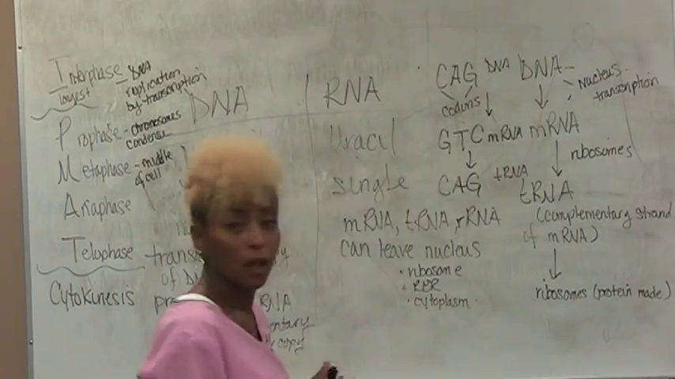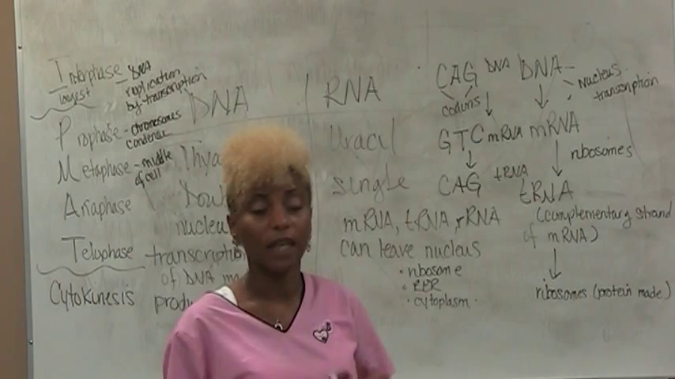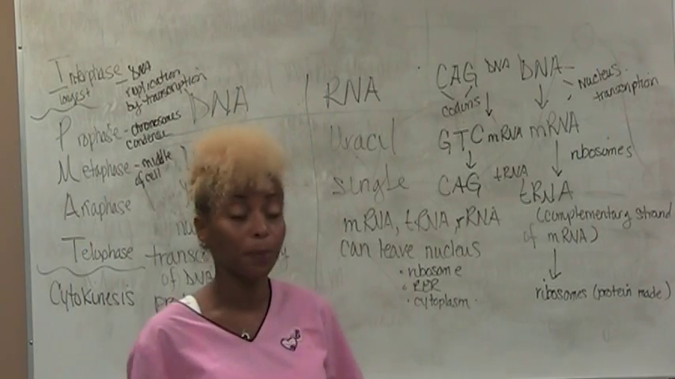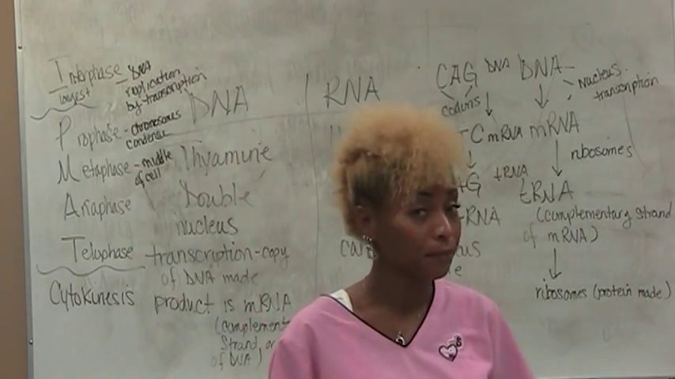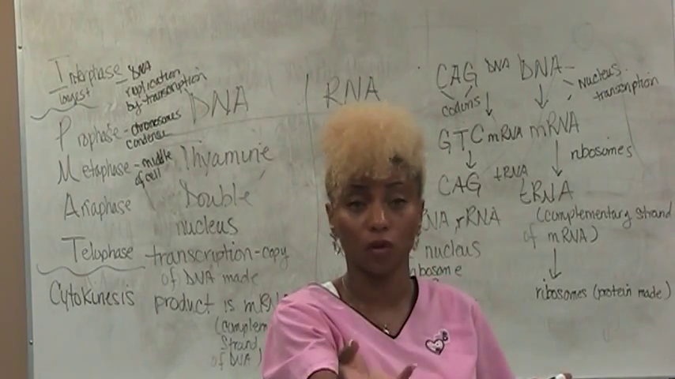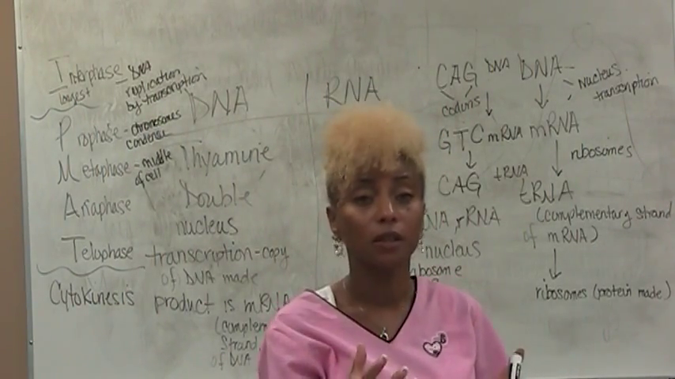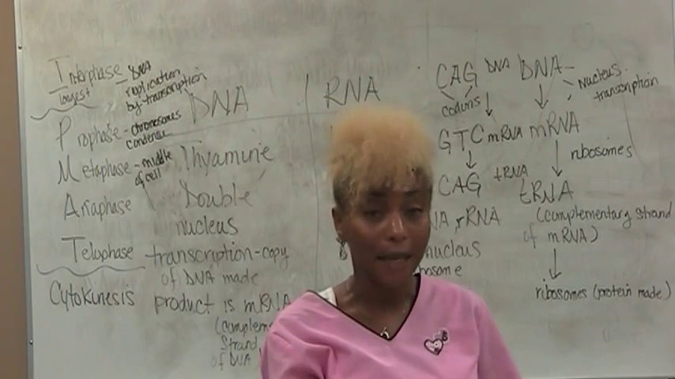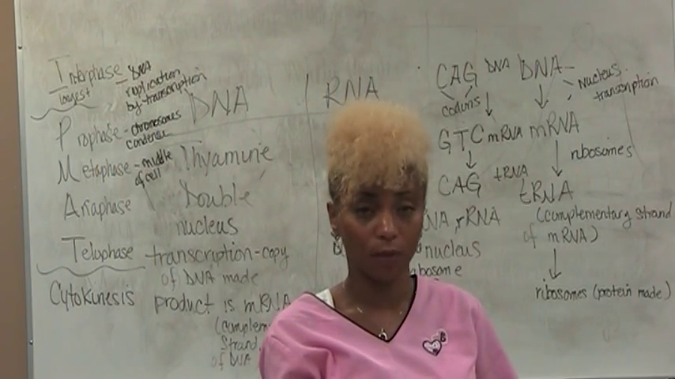What happens if it doesn't? Then the cell typically should die. So if it's going through and it says, "Oh, I have an extra set of chromosome 21," it should, in theory, die because it's an abnormal cell.